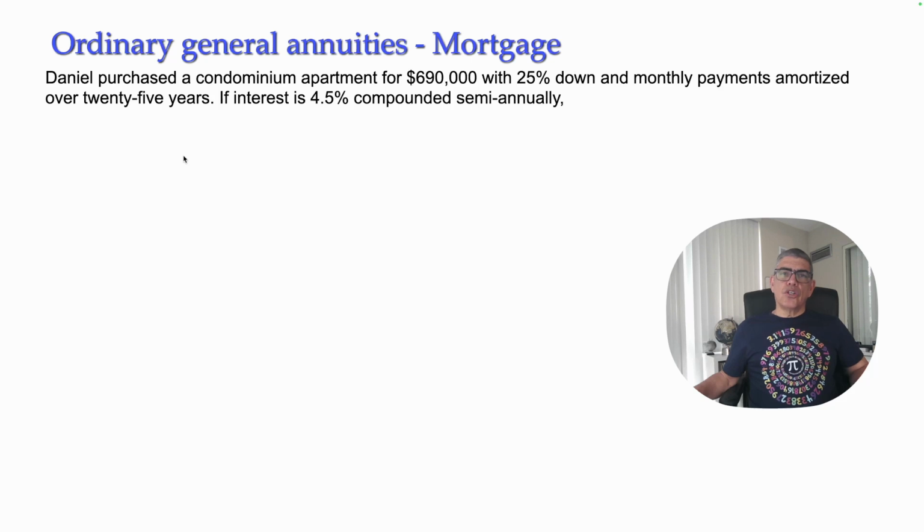This video shows an application problem involving the computation of the periodic payment in a general annuity. This general annuity will actually be a mortgage. This is the problem. Daniel purchased a condominium apartment for $690,000 with 25% down payment and monthly payments amortized over 25 years. If interest is 4.5% compounded semi-annually, we have two questions.